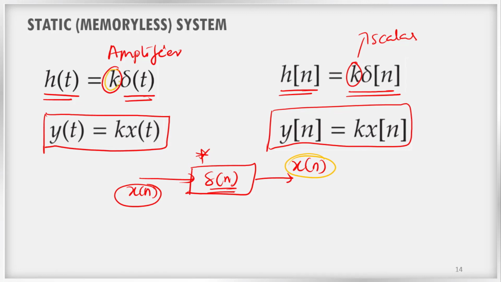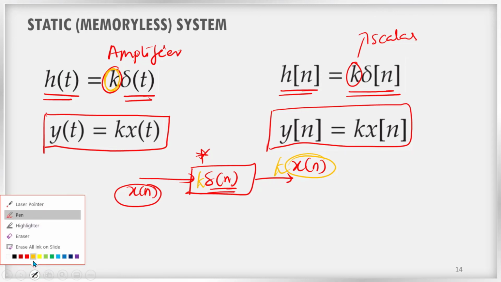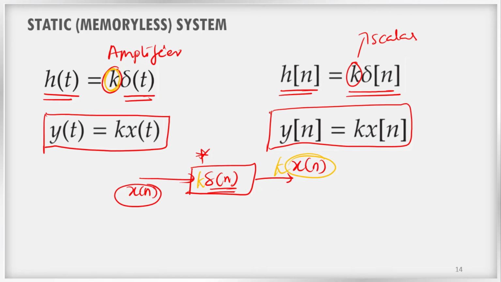Here we have a k, k into del of n. So the output will be k into x of n. This is the result we obtain from the static or memoryless system, right? Here also y of n is equal to k into x of n. We are getting the same input in the output multiplied with some constant. So that is the basic idea of the static or memoryless system.